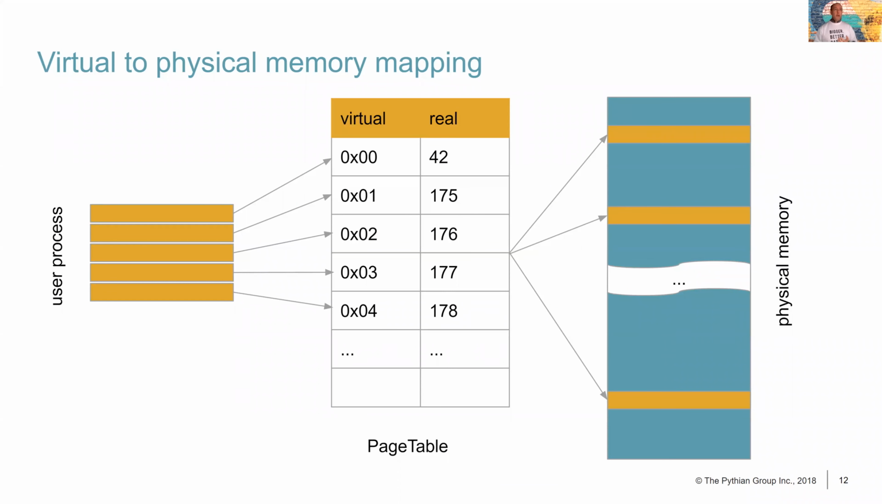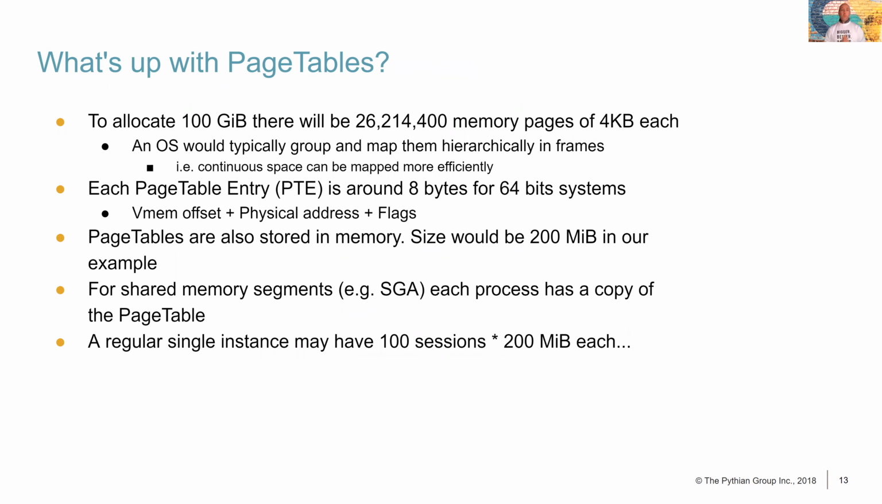So the user process will have its own copy of a page table to map its own virtual memory segments to the physical ones. So what's the problem with page tables? Let's say we have a quite big SGA of 100 gigabytes, which will basically mean we have a memory table of 26 million entries of 4 kilobytes each.